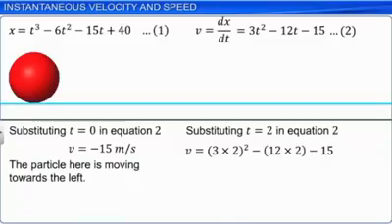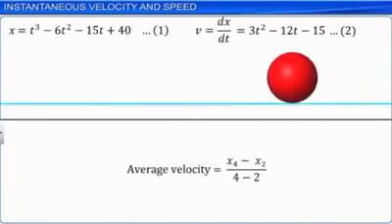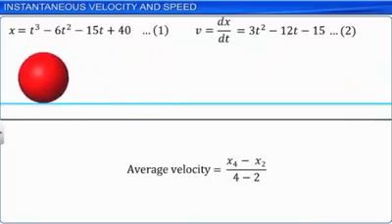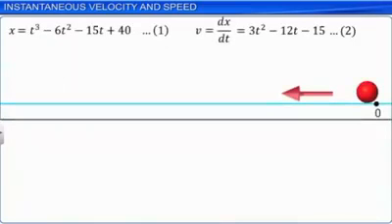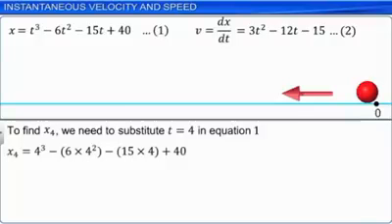Average velocity is equal to (x4 - x2) / (4 - 2). To find x4, we need to substitute t = 4 in equation 1. x4 = 4^3 - 6 multiplied by 4^2 - 15 multiplied by 4 + 40, which is equal to -52 meters. The particle is situated to the left side of the origin.